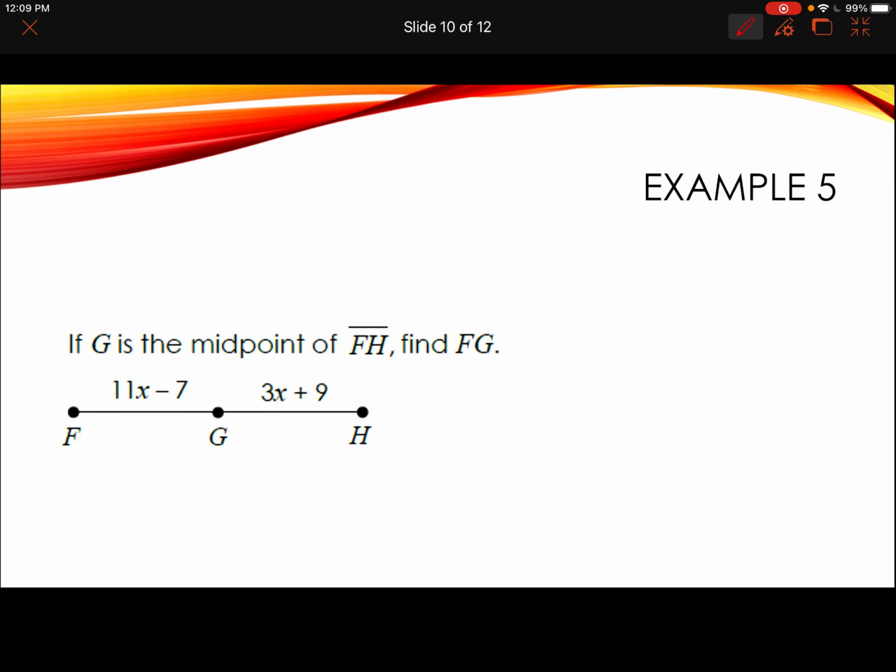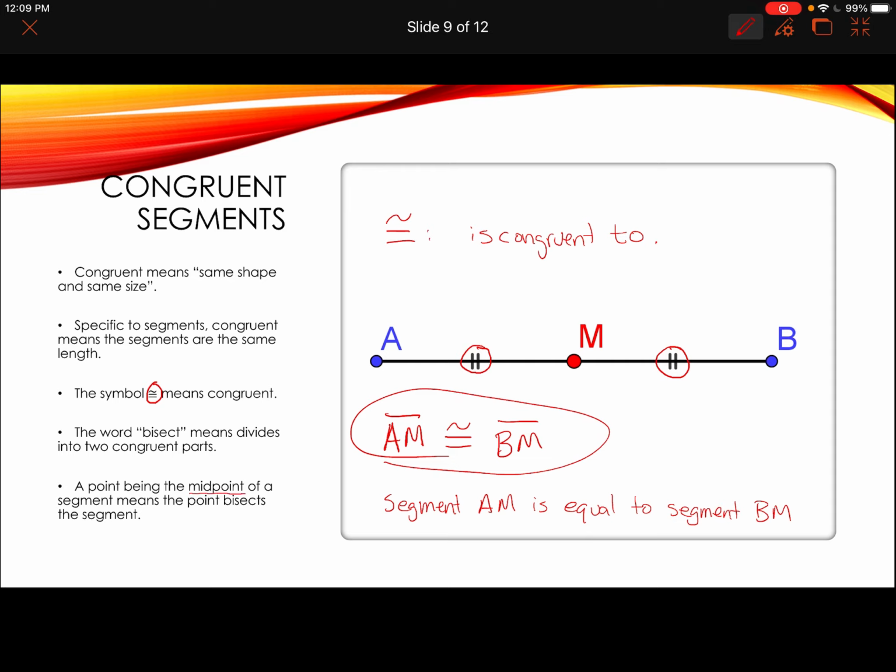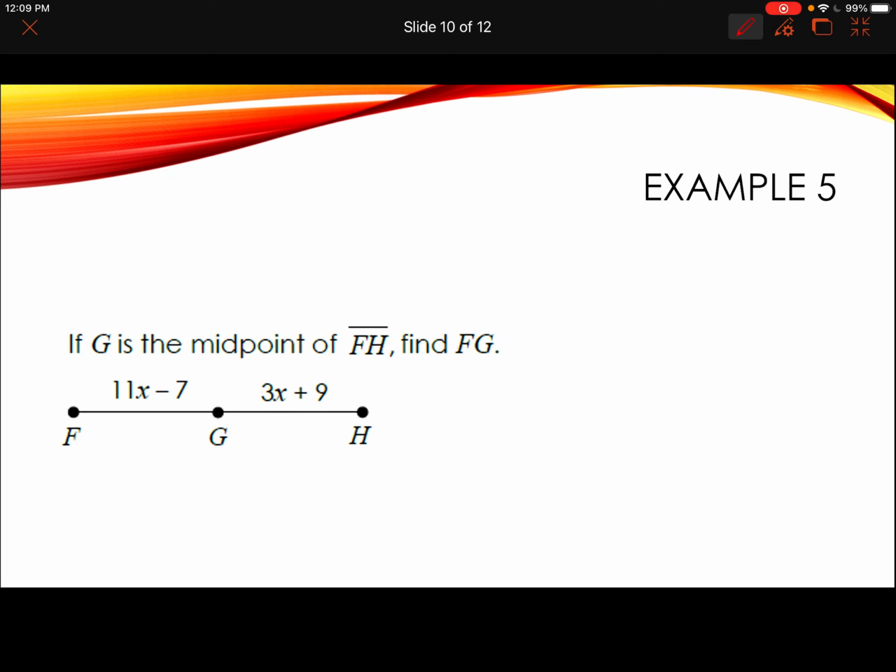All right. So the first thing we have is if G is the midpoint of FH, find FG. Remember on the previous slide we said the midpoint of a segment means the point bisects the segment. So G bisects this segment FH, which means that FG and GH are congruent. So what we know is FG is congruent to HG. And all that means is that the value of FG equals the value of HG.